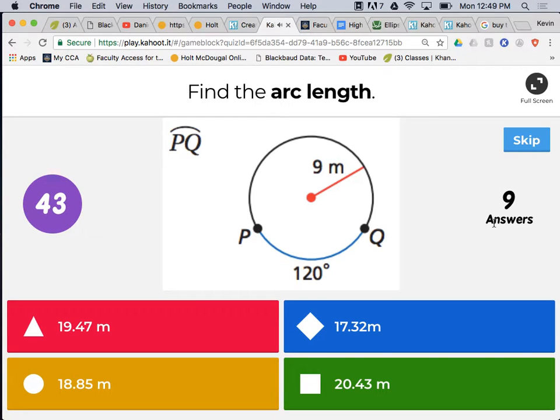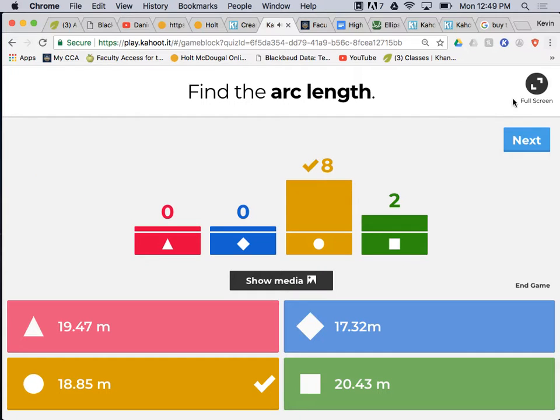Alright, 2 pi r, 2 pi times 9 times theta, which is 120 over 360. Are you guys following this? Yeah. So it's 2 times pi times 9 times 120 divided by 360, which is 18.85. You guys understand that?